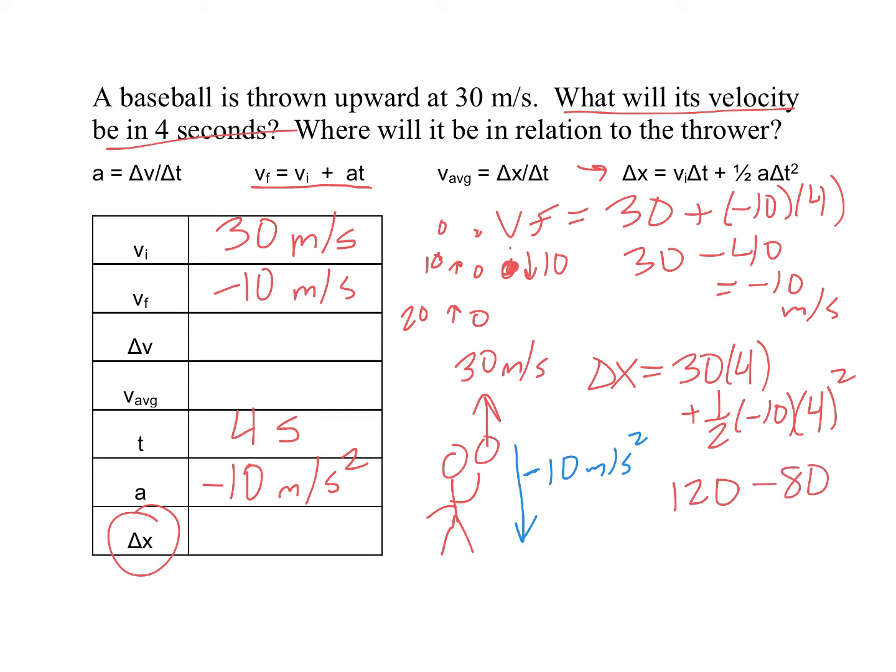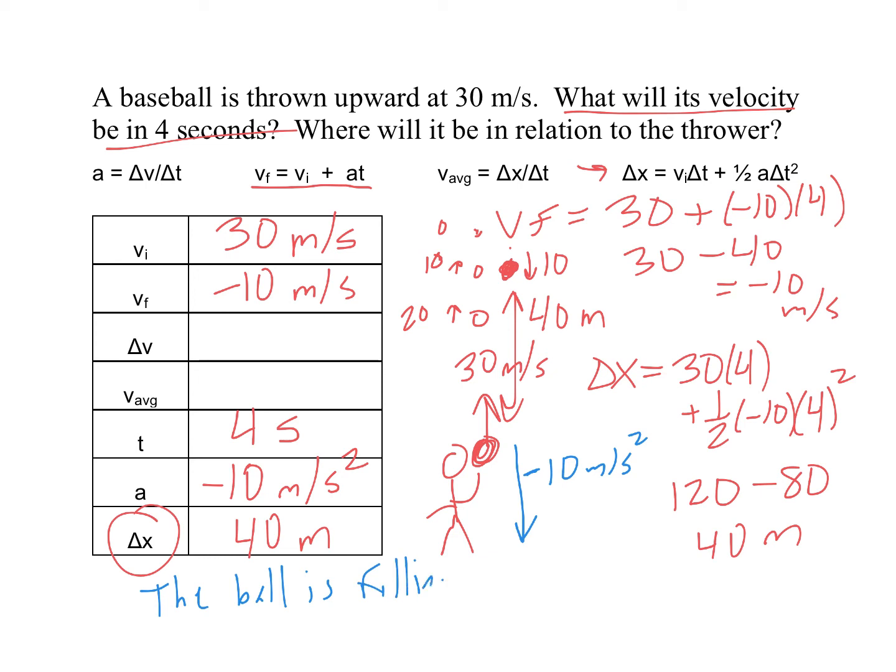So what is 120 minus 80? I get 40. So basically the change in x is 40 meters. That tells us if the ball was thrown here, the new location of the ball is currently 40 meters above where the thrower is. So if I were going to answer the question, I might even go farther and say the ball is falling because that's what it's doing at 10 meters per second, and it is 40 meters above the thrower. And that's how I would do it one way.